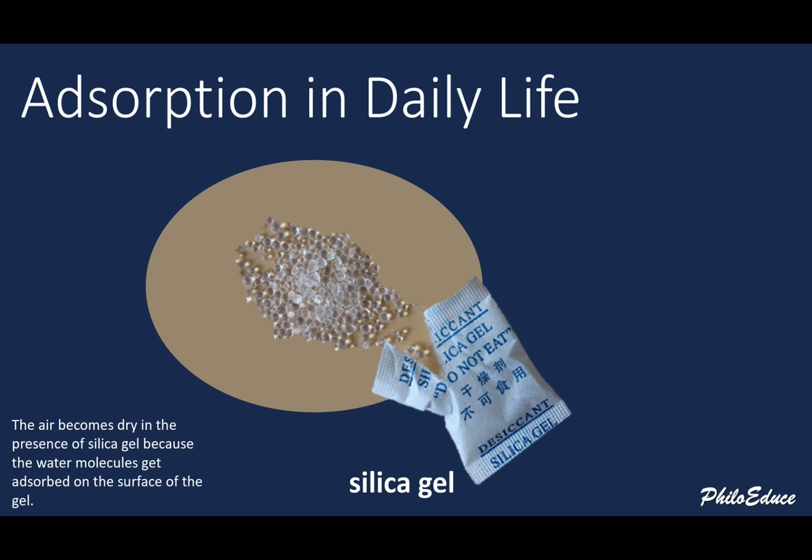So adsorption in daily life: we all see silica gels in different packages, like food packages. So why do they use silica gel? Here the air becomes dry in the presence of silica gel. Why does the air become dry? Because the water molecules get adsorbed onto the surface of the gel.